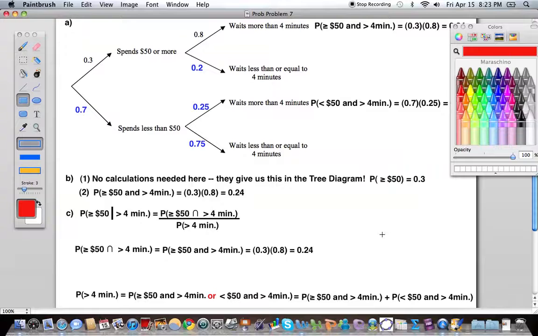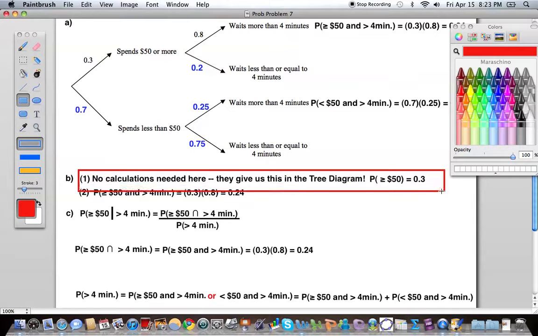With B, they ask us to calculate the probability that, 1, the customer spends $50 or more. Well, we don't need to calculate anything here because they give this to us in the tree diagram. We know that it's going to be 30% or 3/10, depending on if you want to put this as a percent, a fraction, or a decimal. They give it to us right here. This is the probability that someone's going to spend $50 or more.